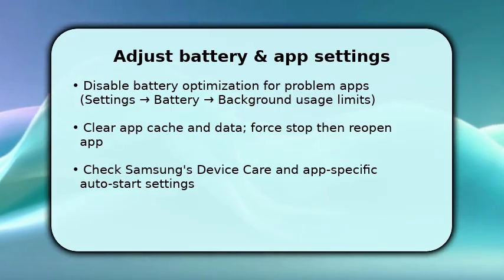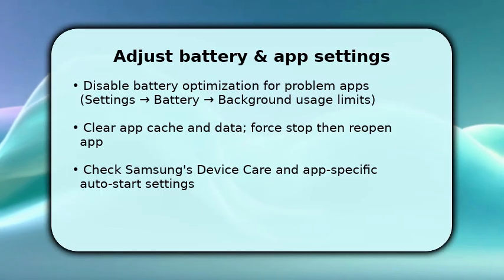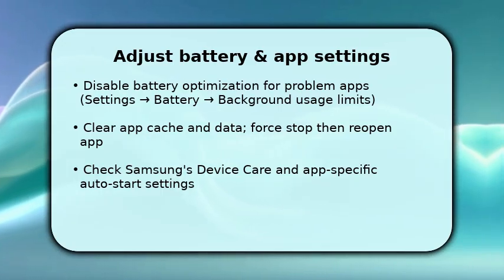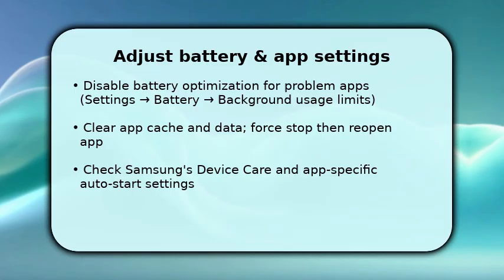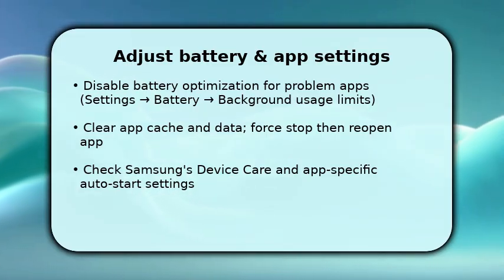Open battery settings and disable optimization for affected apps so Android won't freeze background processes. Then clear the app cache and, if needed, app data. Force stop and relaunch to reset its notification service.